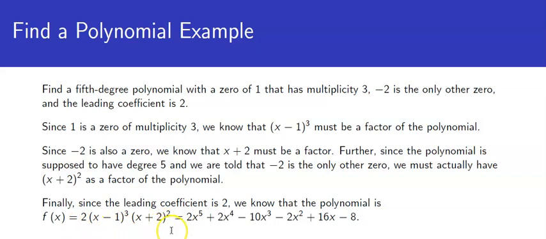And if you go through all of the effort to multiply it all out, you'll get 2x to the fifth plus 2x to the fourth minus 10x cubed minus 2x squared plus 16x minus 8.